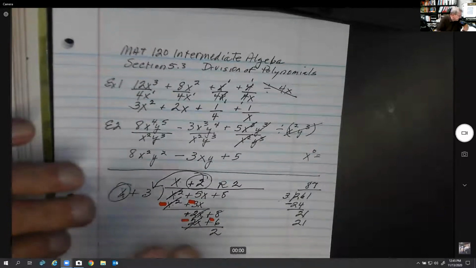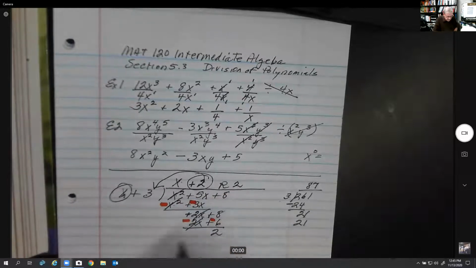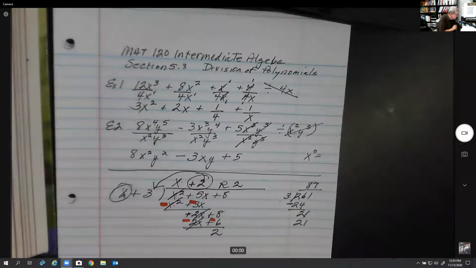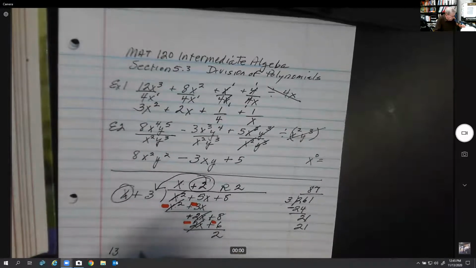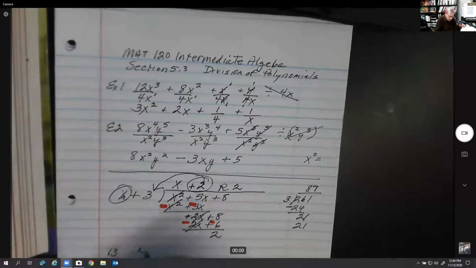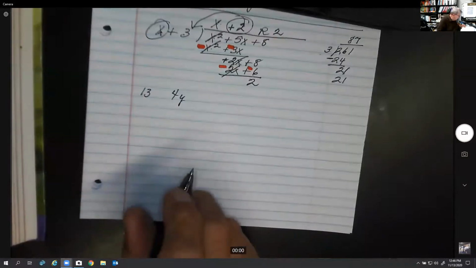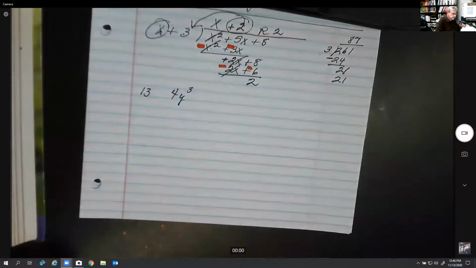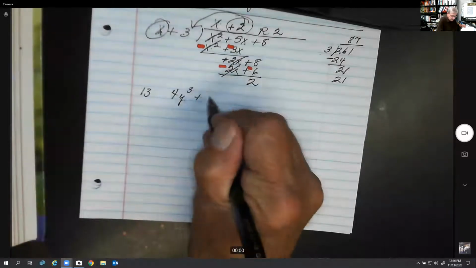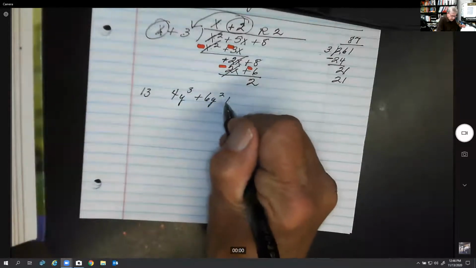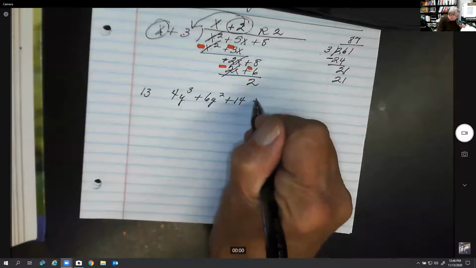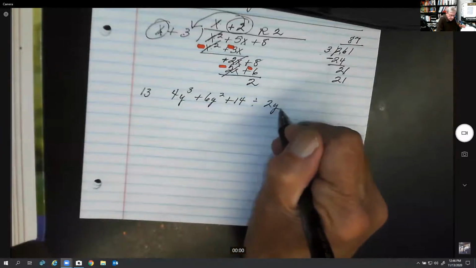An important thing is that you can't have any missing terms. This is also important. In fact, I'm going to grab a problem out of your actual homework worksheet here. I'm going to try number 13. I'm going to write it up here. I have 4y cubed plus 6y squared plus 14. And I want to divide that by 2y plus 4.